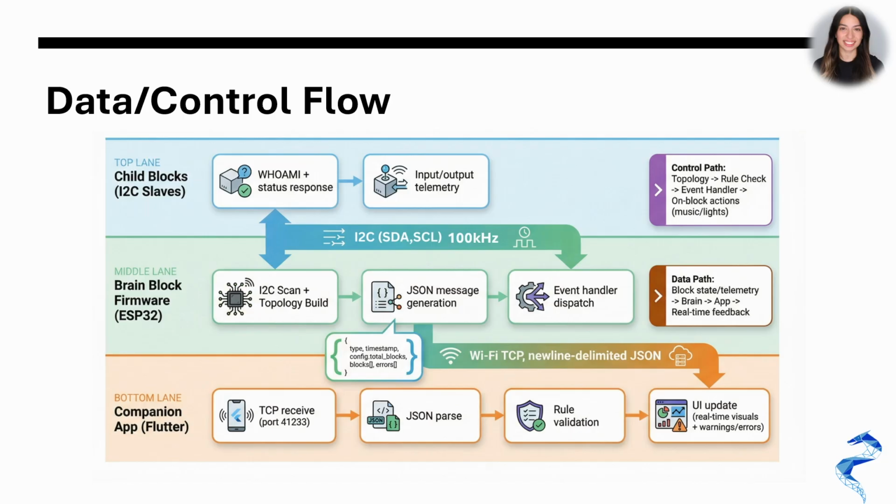To simplify the logic, the purple box is our control path. It flows from physical topology through the roll check and the event handler to trigger physical actions like LED animations or music sequences on the block, while the orange box is our data path. This handles the flow of the block state and telemetry from the hardware through the brain and up to the app for real-time visualization and feedback.